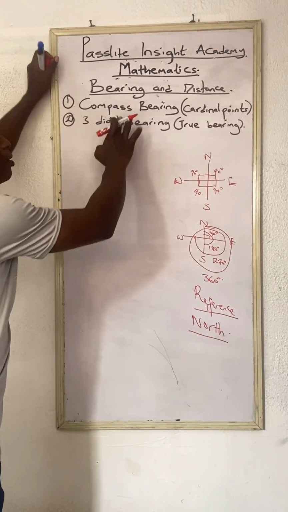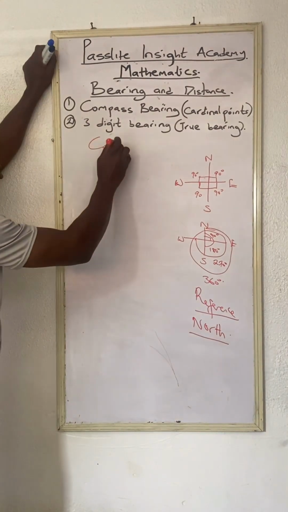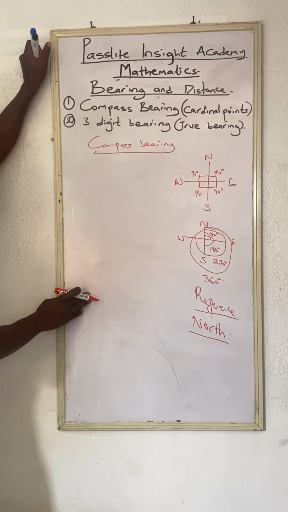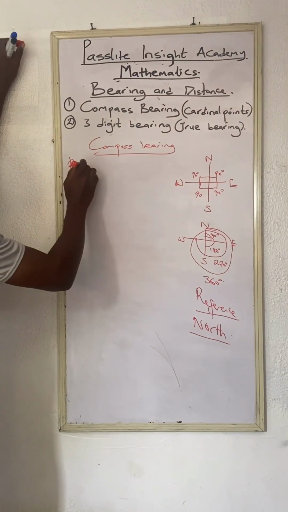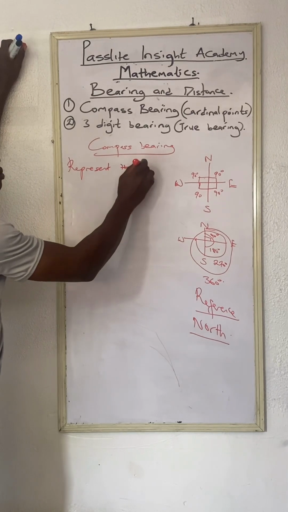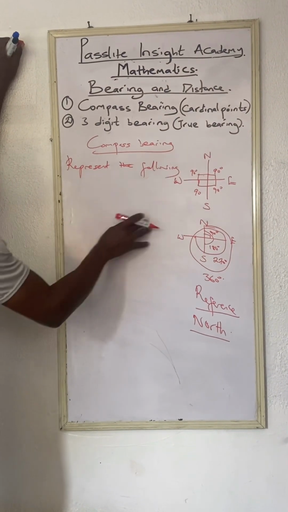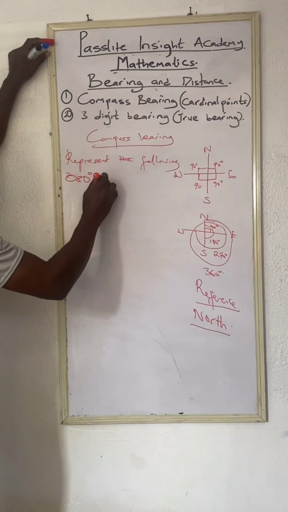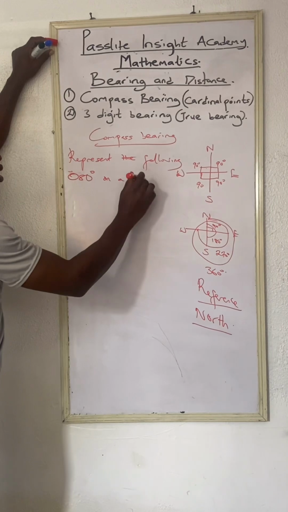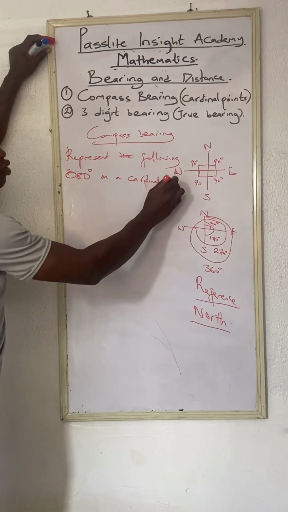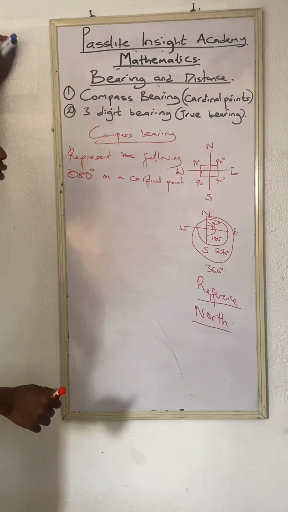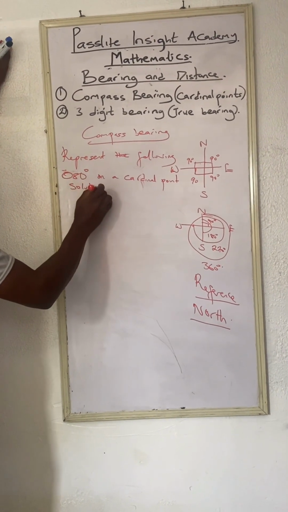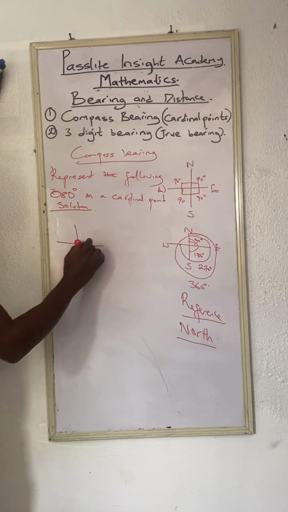So look at the questions now. Let's start with compass bearing, also known as cardinal points. If I ask you to represent 80 degrees on a cardinal point, within 2 seconds you are done. You just go there, label your point, and draw your 80. This is it.